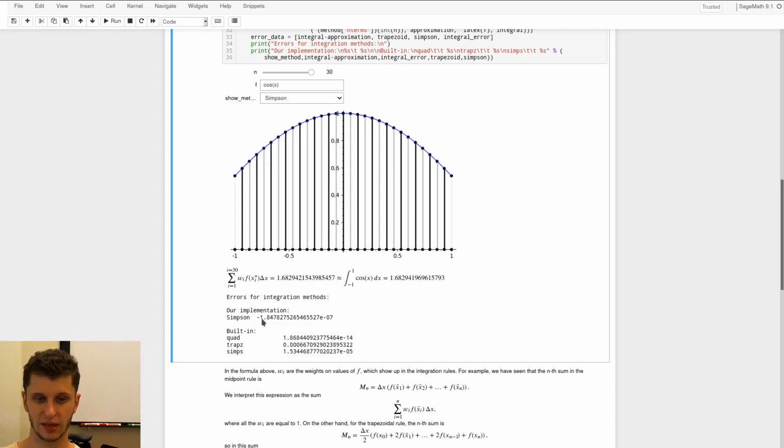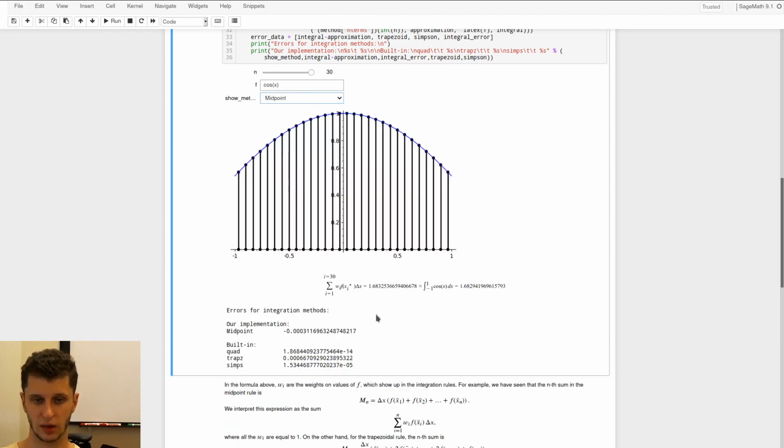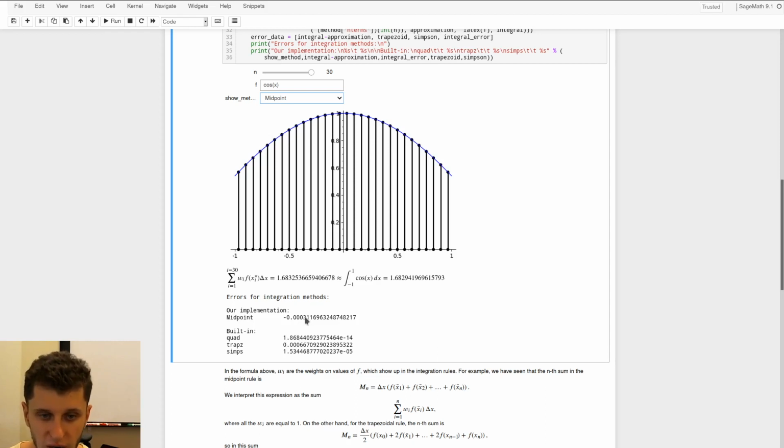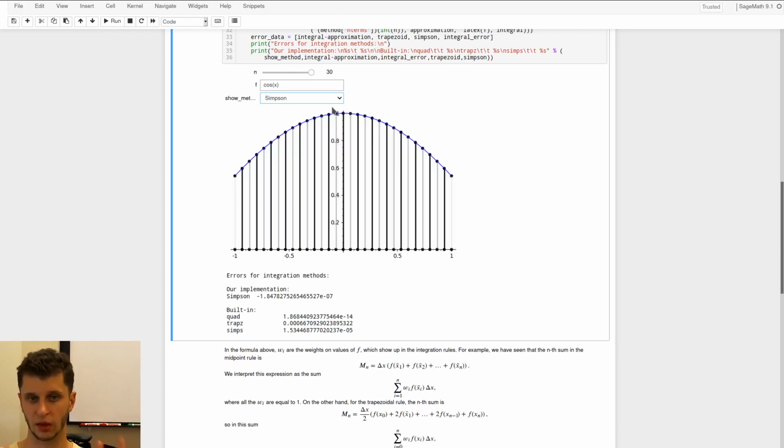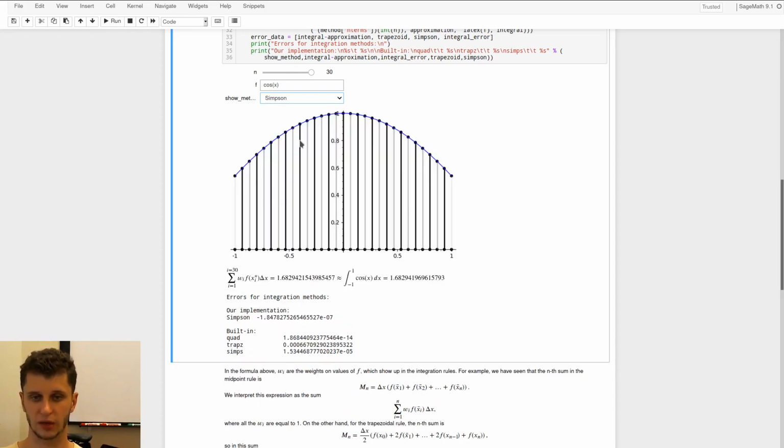But you can see that this is much, much better than the midpoint rule. So once again, this is 1 times 10 to the minus 7th, whereas with the midpoint rule, we used to get 3 times 10 to the negative 4th. Right, so this is 3 orders of magnitude. It's more or less 1,000 times more precise a method in this setting. With the same number of subintervals in our partition, we're getting a much, much more precise estimate.